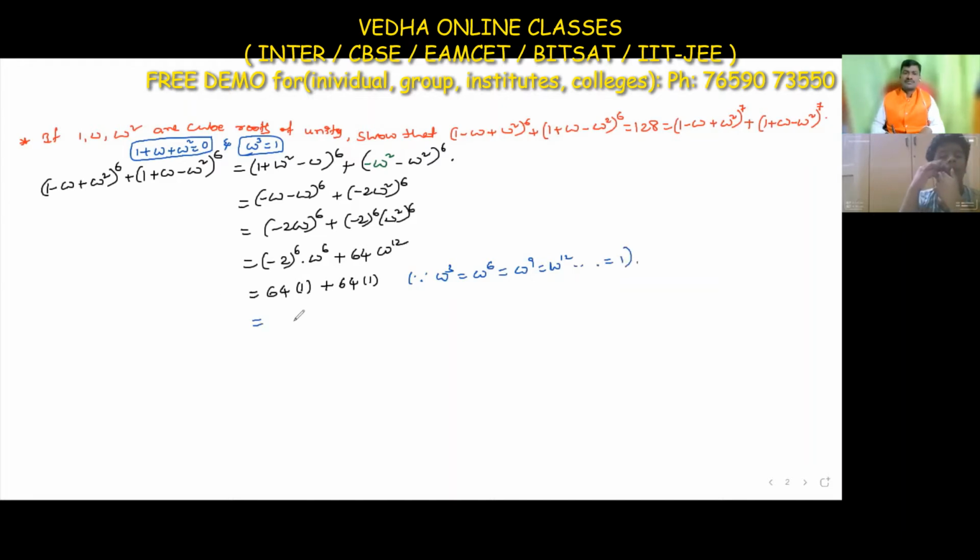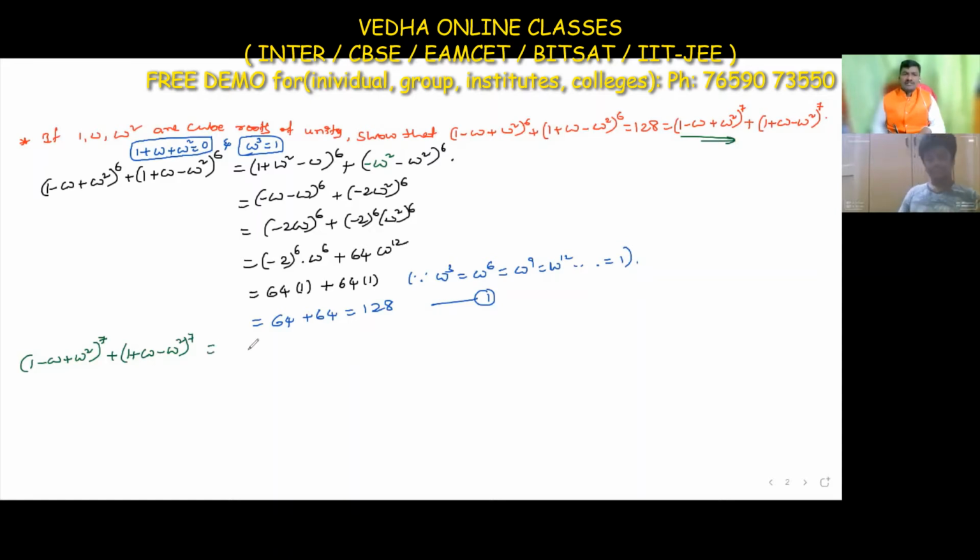Now 64 plus 64 is equal to 128. Take it as equation number 1. Now take the other part, whatever we have on the complete right side. So (1 minus omega plus omega square) whole to the power 7 plus (1 plus omega minus omega square) whole to the power 7.